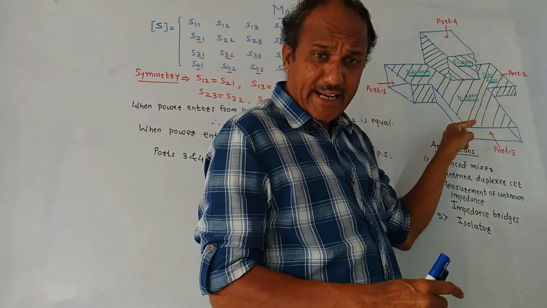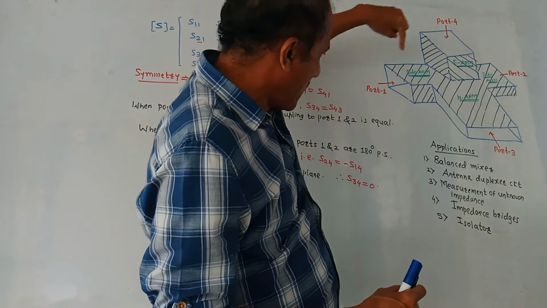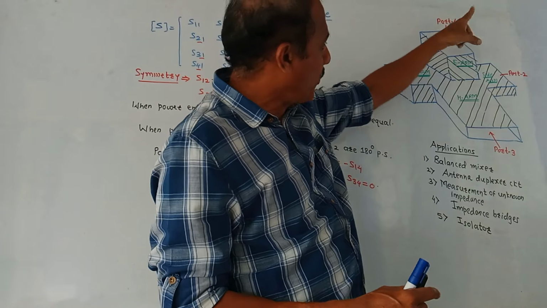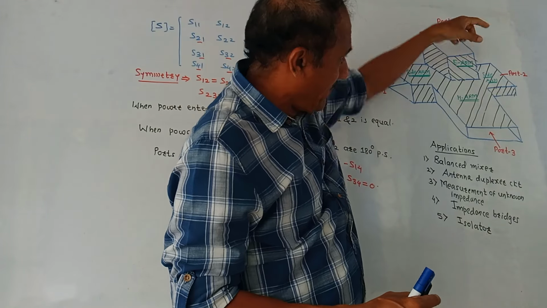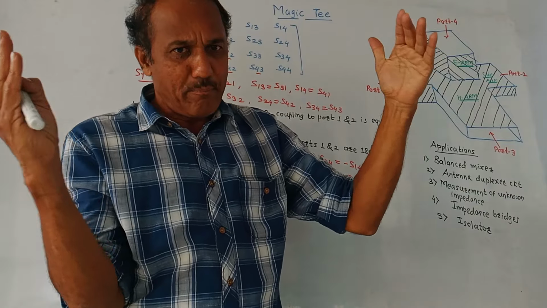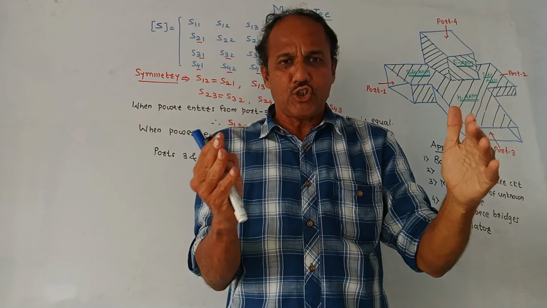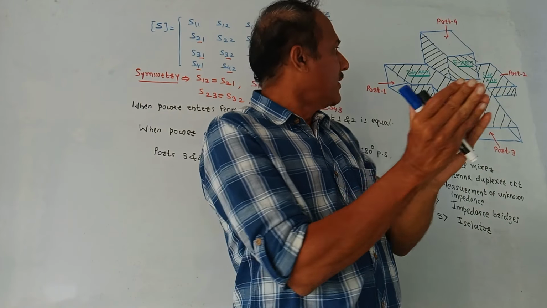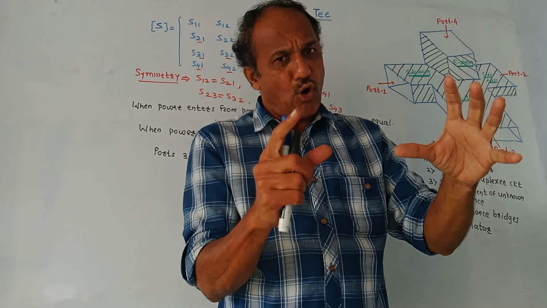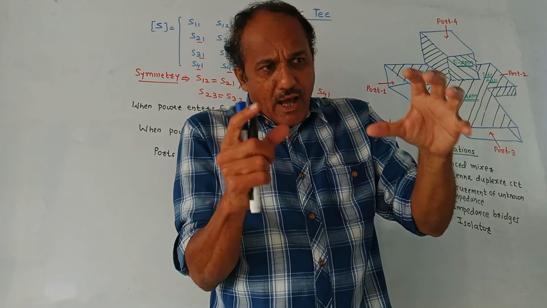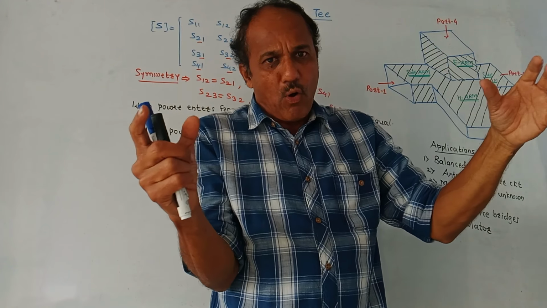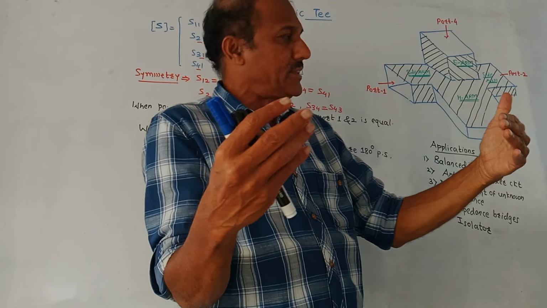As shown in this diagram, there are four ports: port 1, port 2, port 3 and port 4. This particular arm is called E arm. It is same as that of E plane T. जैसे मैंने बताया, it is a combination of E and H plane T. So it is called hybrid T. It is a magic T because you can apply power at any one of the ports and you can get the power output from remaining two ports.